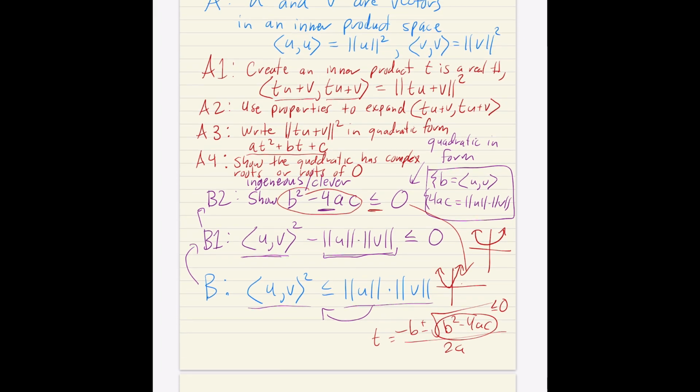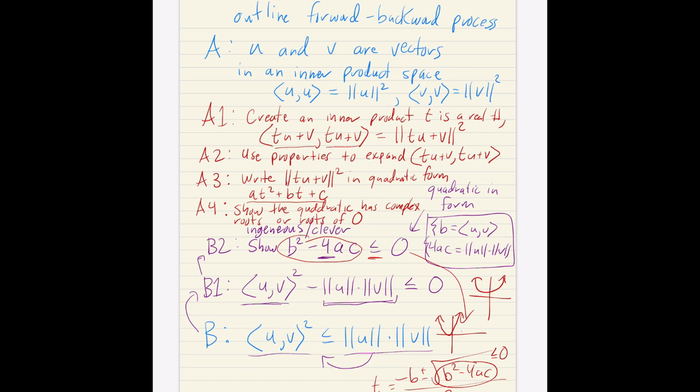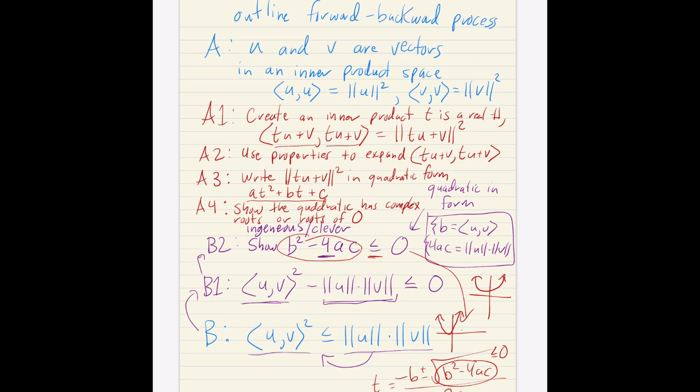Okay, so here is the outline. This is the forwards-backwards process to prove the Cauchy-Schwarz inequality. The rest is really just algebra. And you'll probably have to verify some of these steps because I will go through it quickly. So pause this video if you need to verify any steps as I go through them.